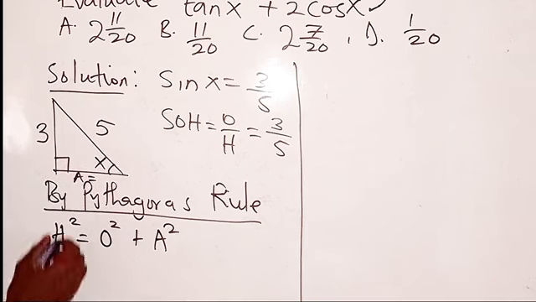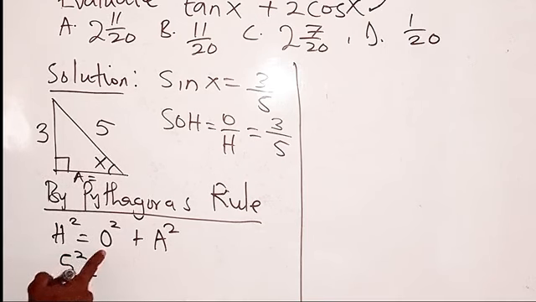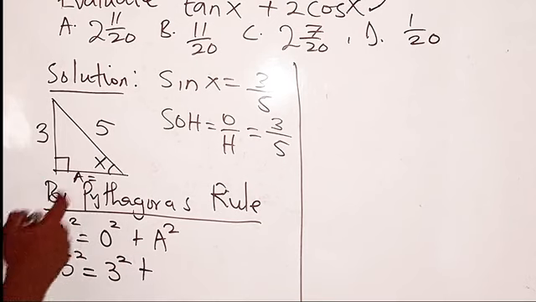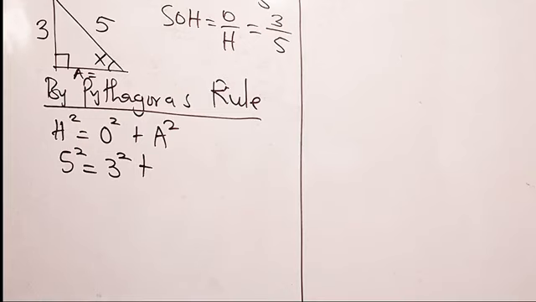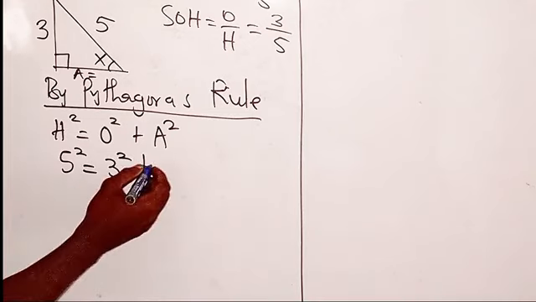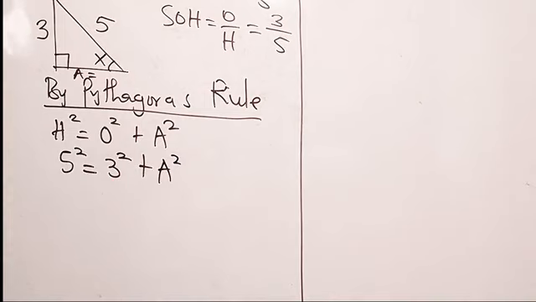Now we have 5 squared equals o squared, which is opposite squared, we have 3 squared plus a squared. Then that is a squared, that is what we are looking for. We don't know it, the adjacent.